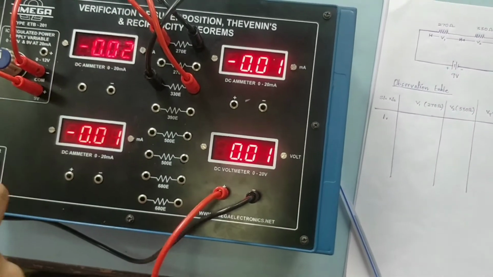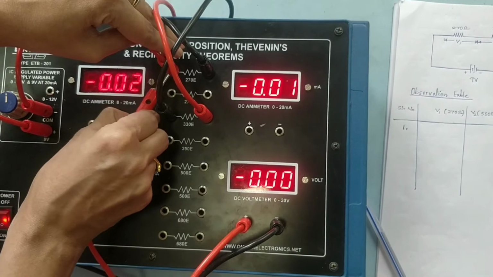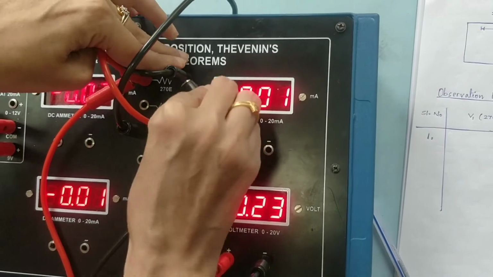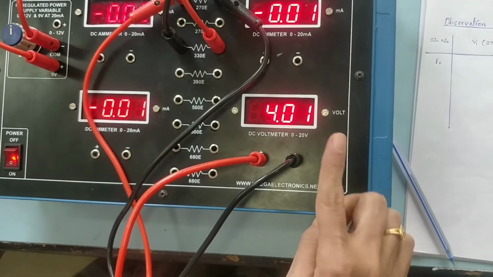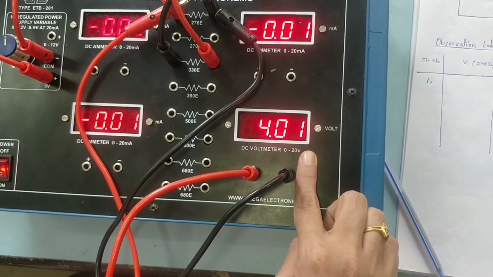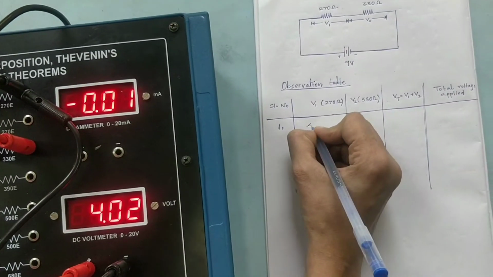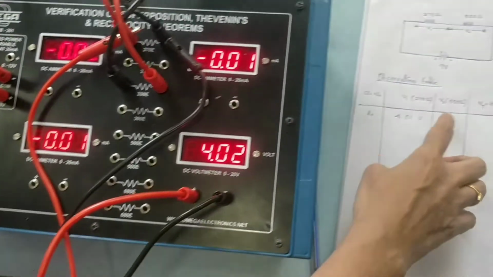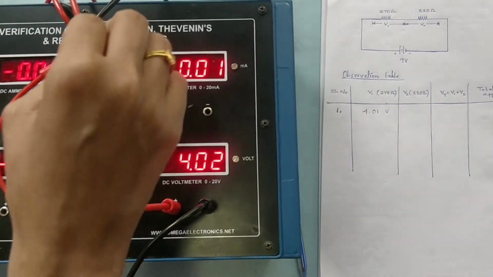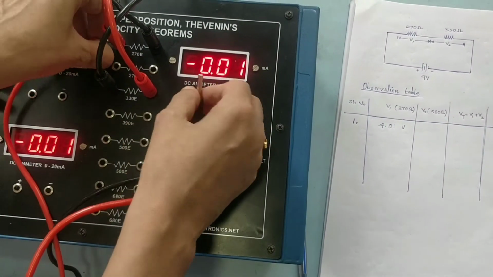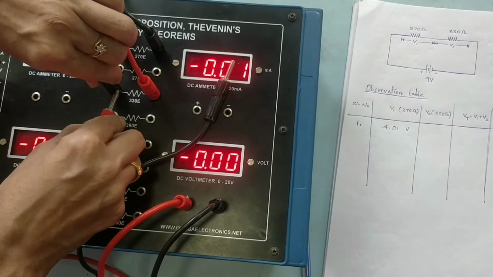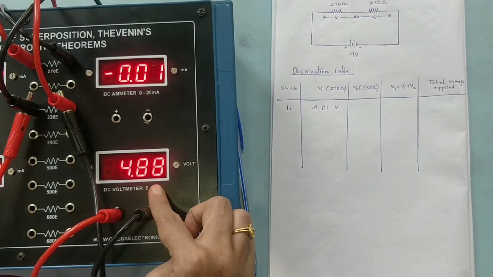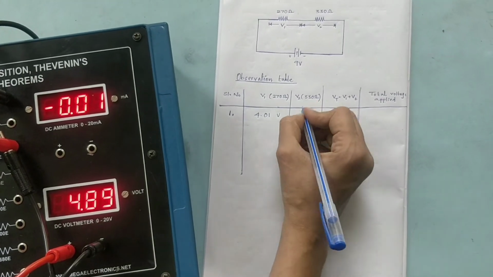I will connect the positive end across the 270 ohm. How much voltage are we getting here? This is 4.01 volt, so I will write 4.01 volt. Next I have to measure V2. I will remove this cord and connect this one. What is this voltage? This is 4.89 volt.